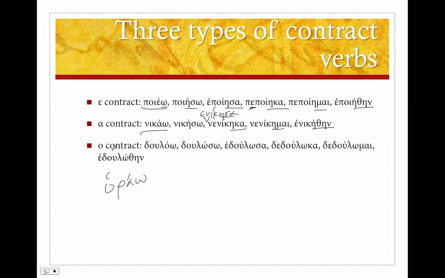And finally, omicron contracts look a little different, but they actually follow very similar rules. So dulao, to enslave, duloso. This actually follows the same concept. We're just lengthening a different kind of vowel. So we're lengthening the omicron. So duloso, edulosa. Again, we're lengthening an omicron, not an alpha or an epsilon. So edulosa, dedulaka, dedulomai, and edulothin. Same concept. All omicron contracts that I know again follow this pattern. Now, it's just a matter of learning how those contract.